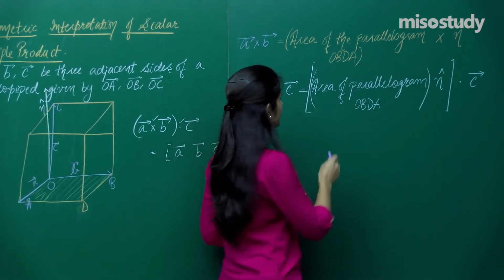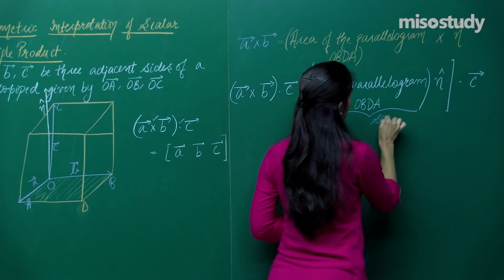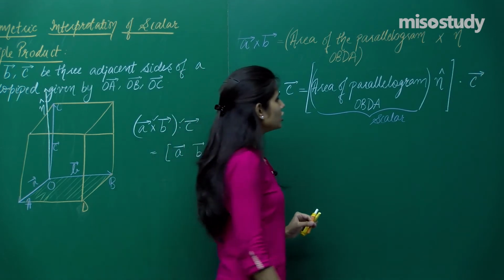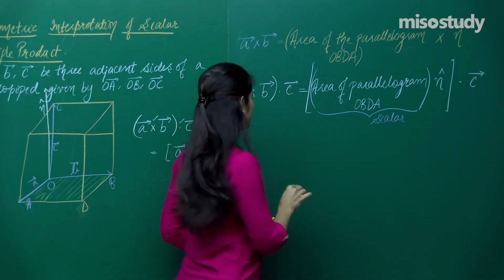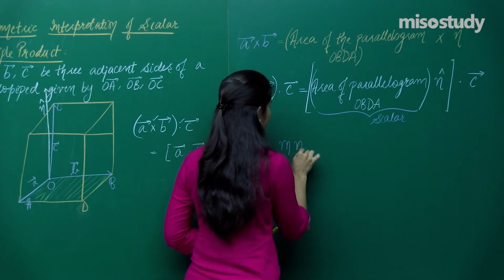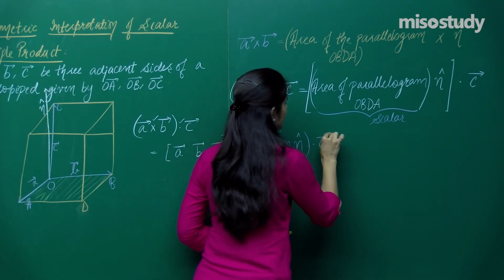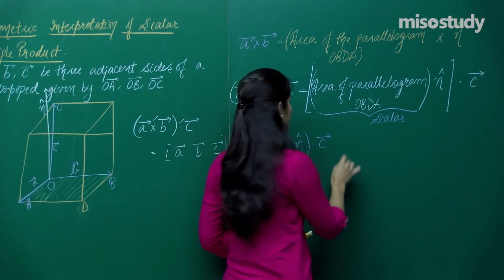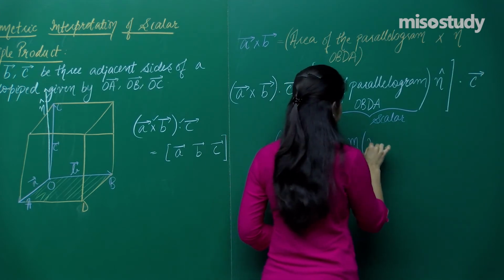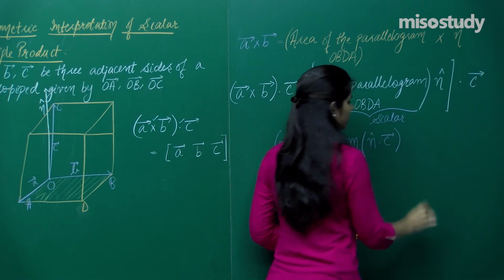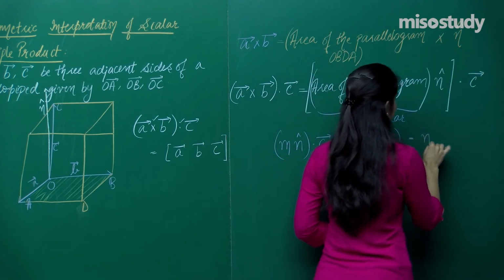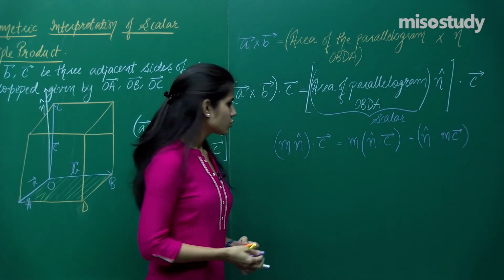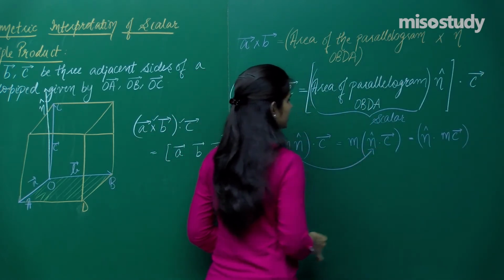Now let me remind you of something. Area of the parallelogram is a scalar quantity, that too non-negative. So if I take this scalar to be, suppose, m, times n cap dot C vector. Now n cap is a vector, and C vector is a vector. If you remember, we have done this property. I can write this as this, or I can write this as this. I would actually be choosing to write it like this.